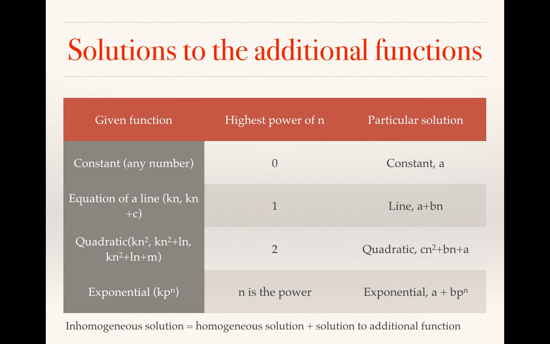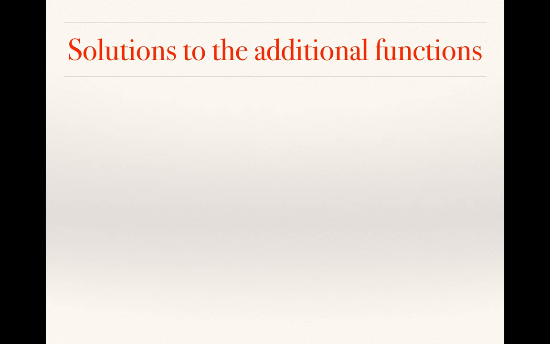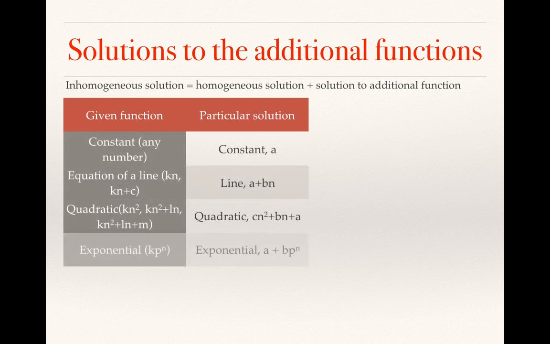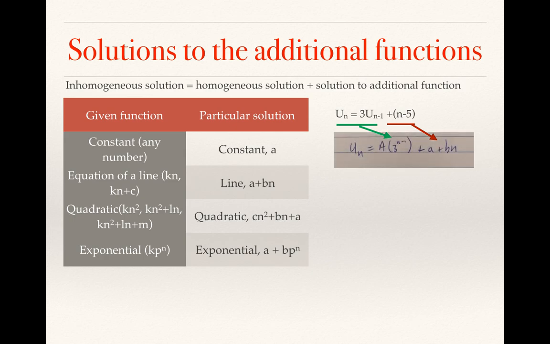Again, that may not make sense. Hopefully the next slide will clarify that further. So we start with the exact same thing. And let's say you have a function that looks like that. So the first part is the homogeneous part, and we know what that solution is already. The second part looks like it's in the form of the equation of a line, because n to the power of 1 is the highest power of n. So the general solution for that will look like this.